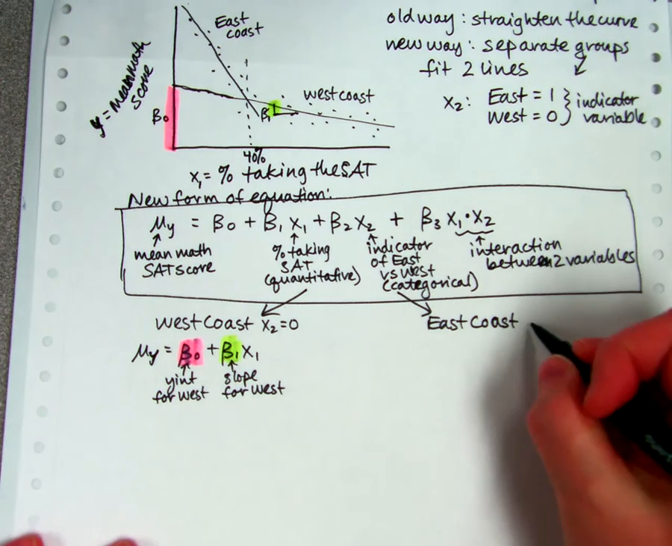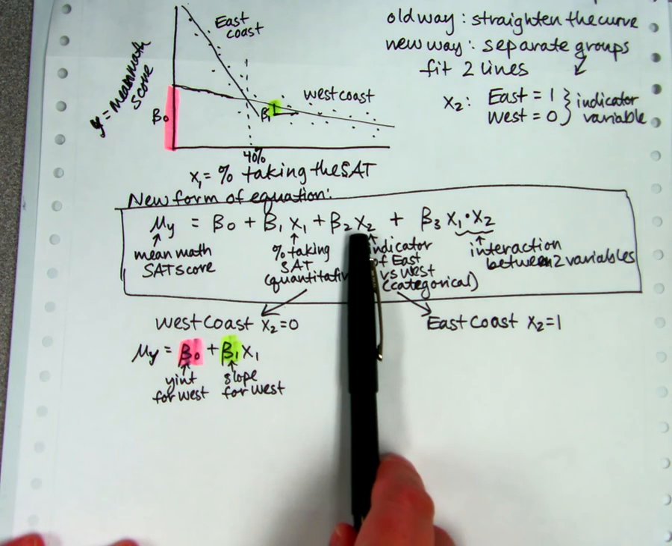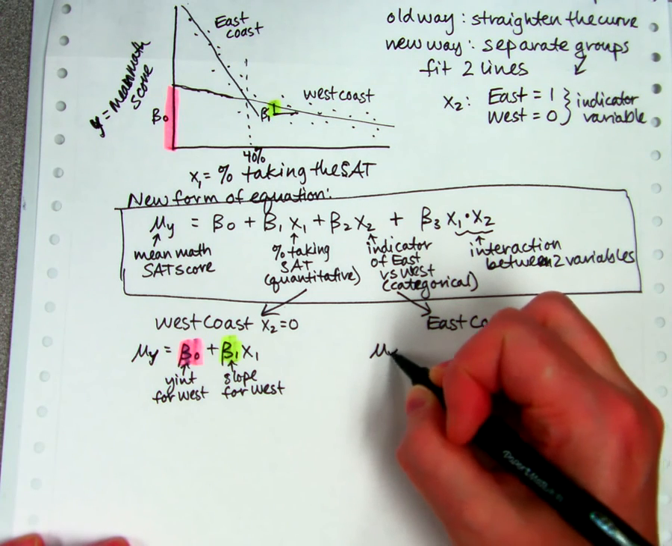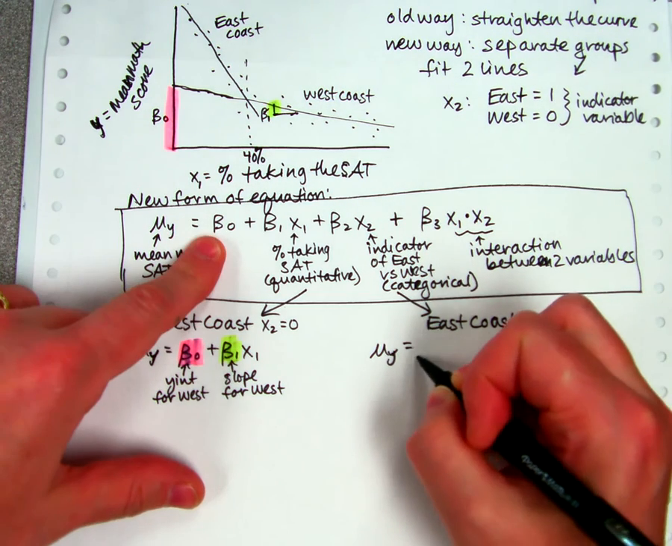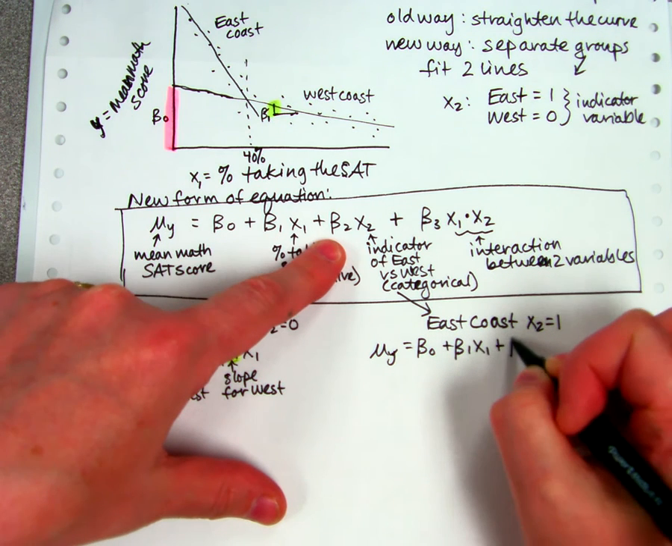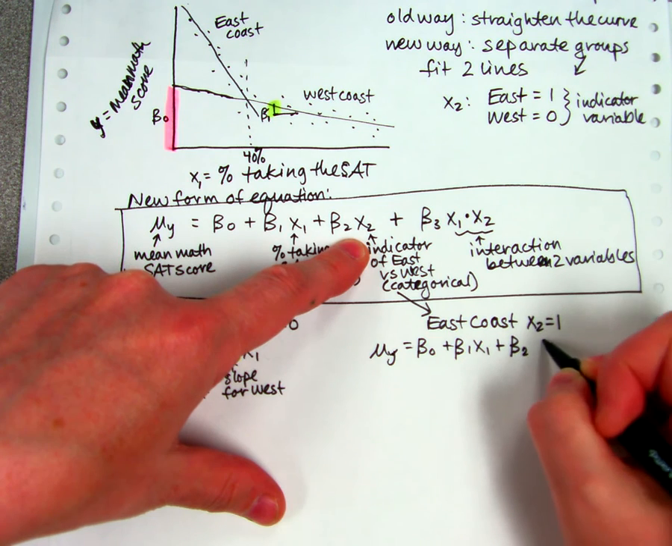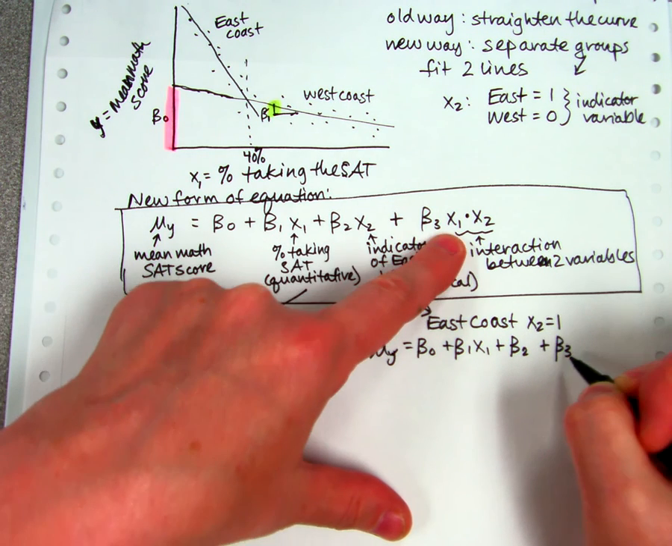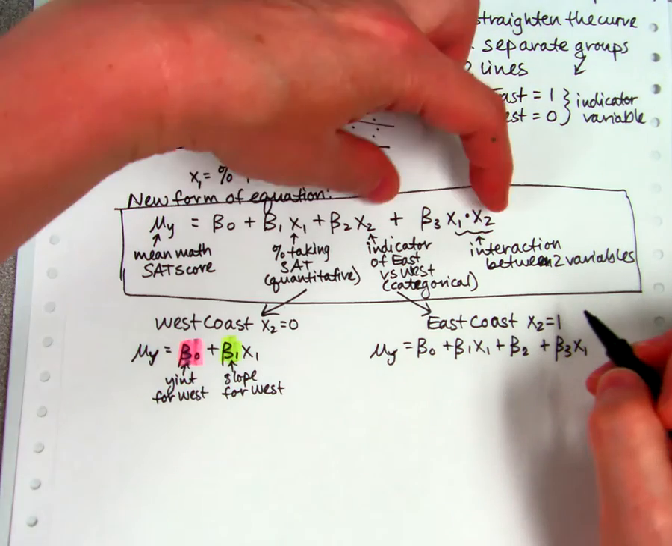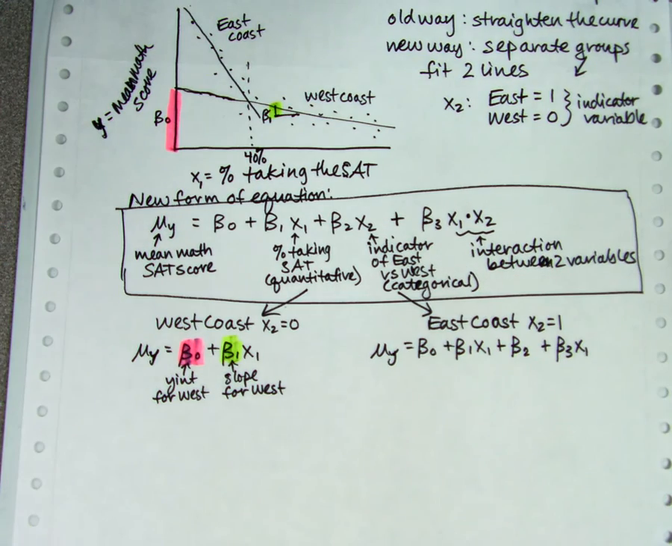What if we're on the east coast? We would have x2 equals 1. So that means this piece would now have a 1, and this piece would have a 1, and we get an equation that has all four pieces in it. So mu y equals, we're going to just write it all out, beta 0 plus beta 1 x1 plus beta 2 x2, where x2 is 1, so I don't have to write that, it's times 1, right, plus beta 3 x1 x2. I don't know what it is, so let's write it down. x2 is 1, so I'm just plugging in 1 into these two places and simplifying. That's what I've got. That's an ugly looking equation.